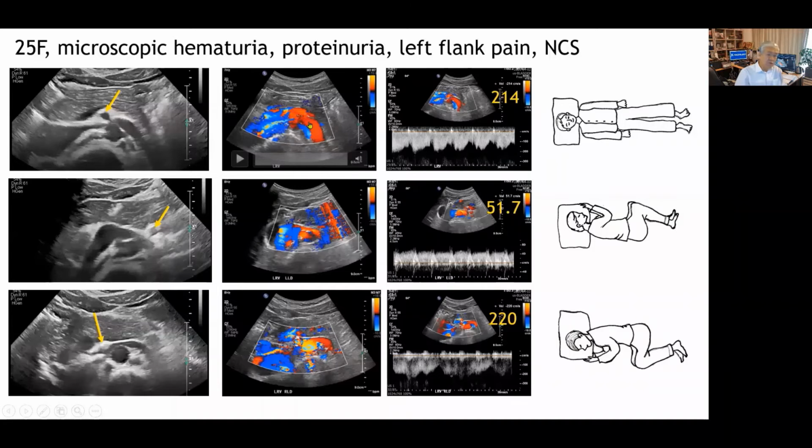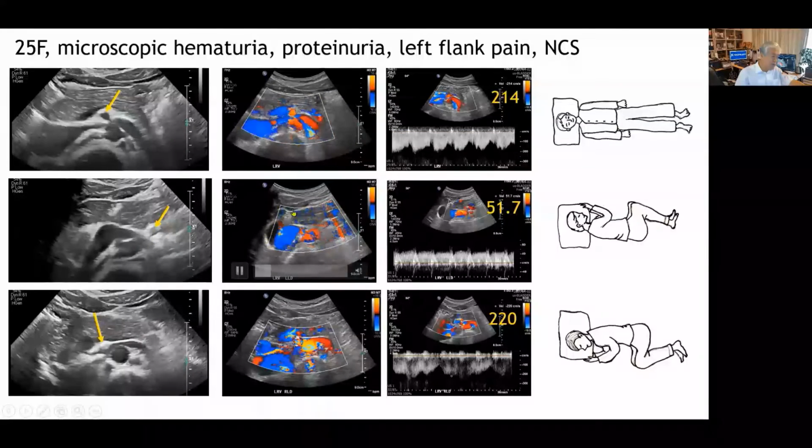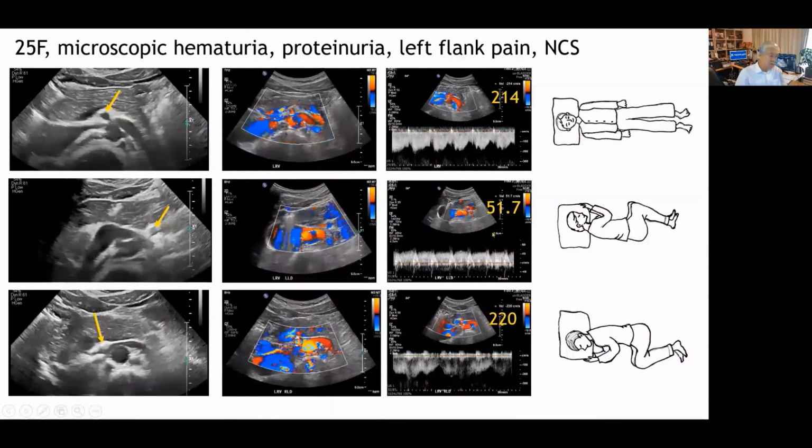In supine position, typical type 1 nutcracker with flow jetting from the narrow aortomesenteric left renal vein. When the patient takes left lateral decubitus posture, the superior mesenteric artery moves to the left side and the left renal vein compression is relieved, and peak flow velocity was 51.7, a normal value.